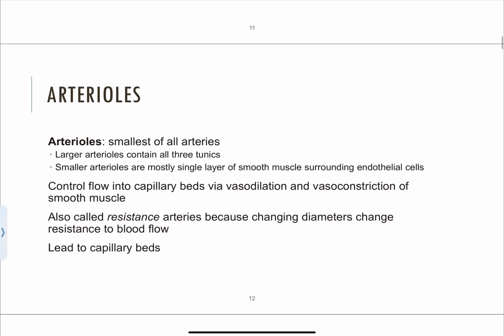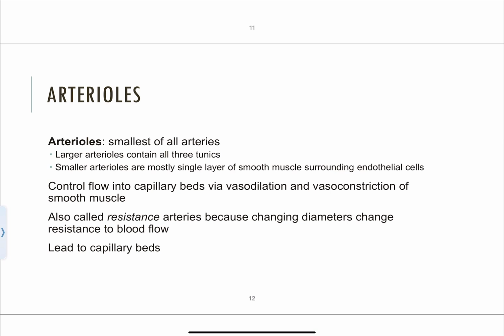Okay, the final one is arterioles, and these are going to be the smallest of the arteries. So they only have a lumen that's about the size of 0.3 millimeters all the way down to about 10 micrometers. The larger of the arterioles, they're going to have all three tunics or layers. But if we're talking about our tunica media, it's chiefly just smooth muscle with a couple of elastic fibers in it. The smaller arterioles are going to lead to our capillary beds, and those are only a single layer of smooth muscle cells going around the endothelial lining themselves.